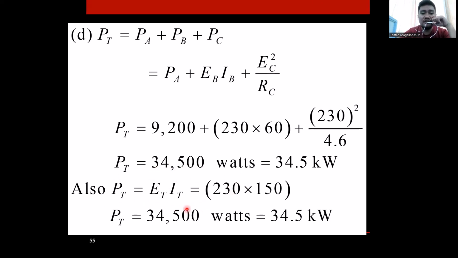You can also use the total voltage and total current to get the total power. Since the voltage is the same across all, it is 230 volts, and your total current is 150. Multiplying them, you can also get 34,500 watts or 34.5 kilowatts. So you can solve individually, or you can use just the total power or total current.